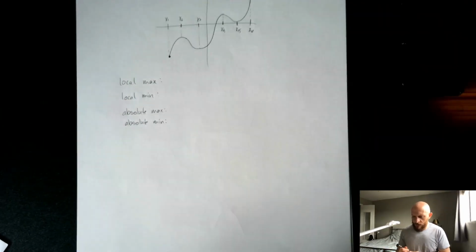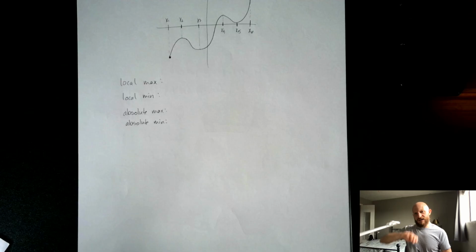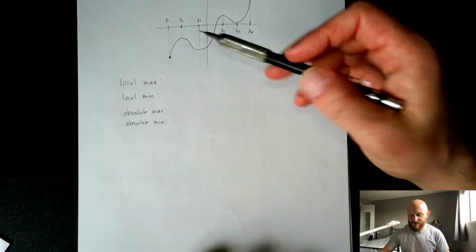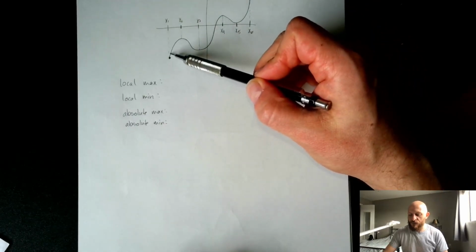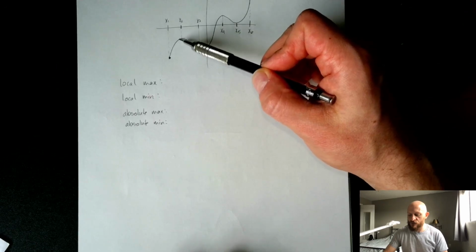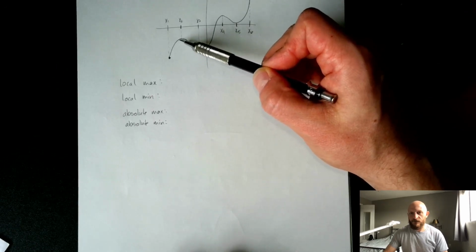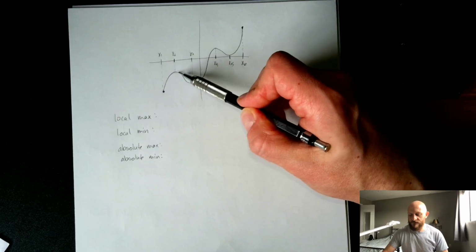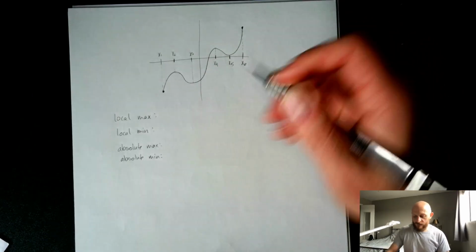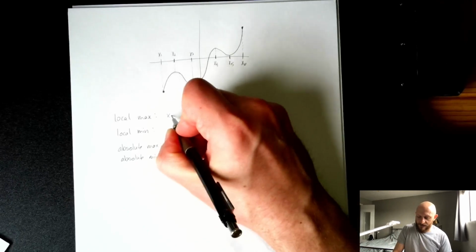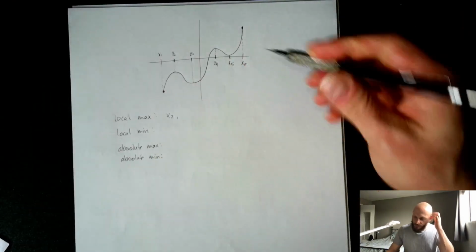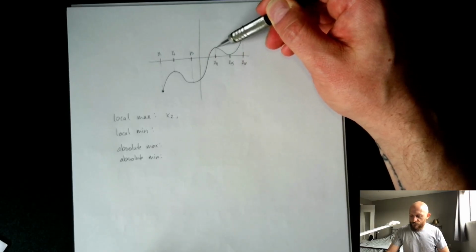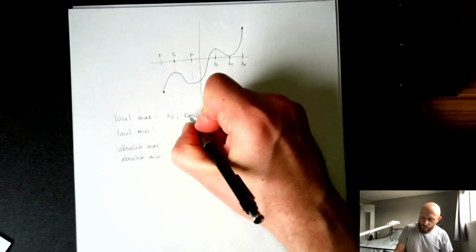Okay. So local maximums, here's one way of thinking about local maximums and minimums. A local maximum occurs when the graph changes from increasing to decreasing, right? So right here at x2, the graph goes from increasing to decreasing. That's a local maximum. So there's a local maximum at x2. There's also a local maximum right here, x4, another place where we go from increasing to decreasing. x4.